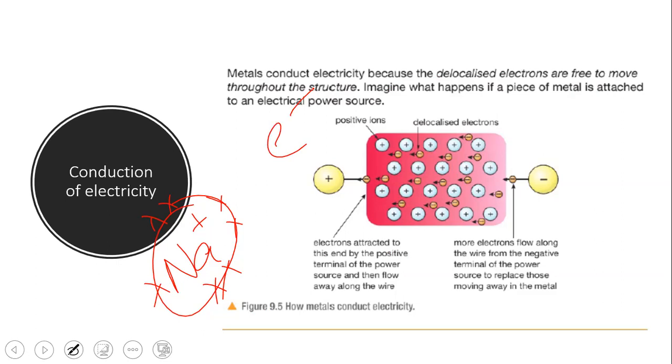This electron does not have protons. This electron does not have neutrons. This electron is not an ion. An ion is an atom. An atom can turn into ion, right? This is just an electron. That's it. So the force you have between the negative electron and the positive ion, that is metallic bonding.